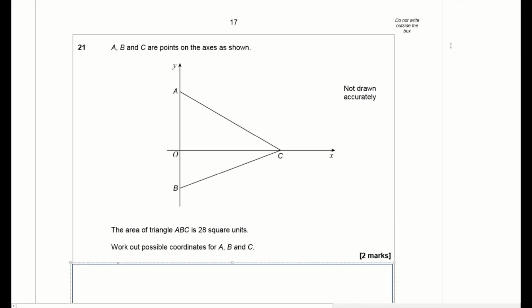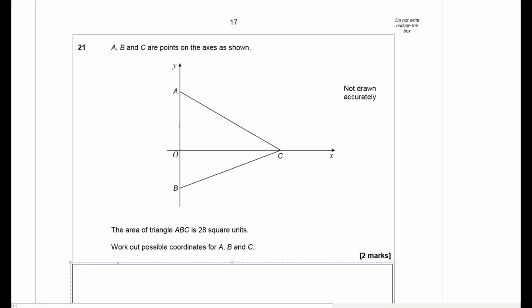Question 21. A, B and C are points on the axes as shown. The area of triangle ABC is 28 square units. Work out possible coordinates for A, B and C. Now, A, B and C are not defined precisely, and you can imagine them as actually being able to slide along the axes in their relative positions.